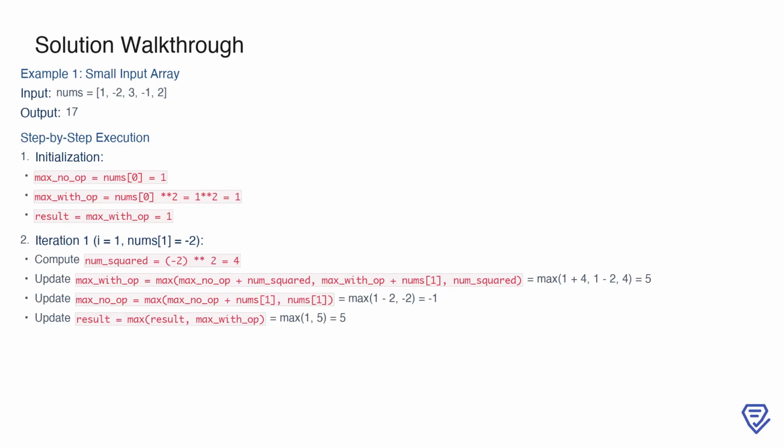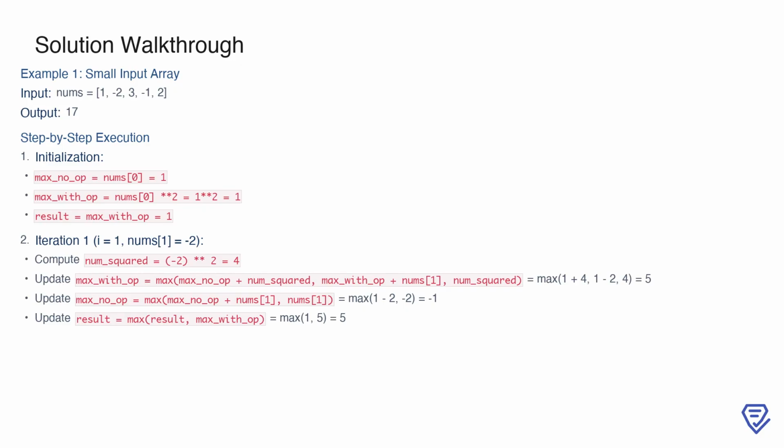Moving into the first iteration, where i is 1 and nums[1] is -2, we calculate the square of -2, which is 4. We then update max_with_op by taking the maximum of 3 values: adding number_squared, 4, to max_no_op, adding nums[1], -2, to the previous max_with_op, or just number_squared by itself. This gives us a new value of 5.